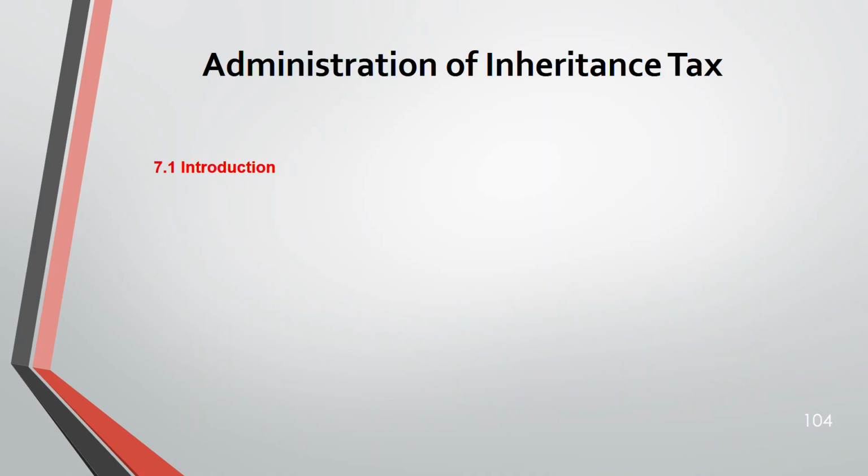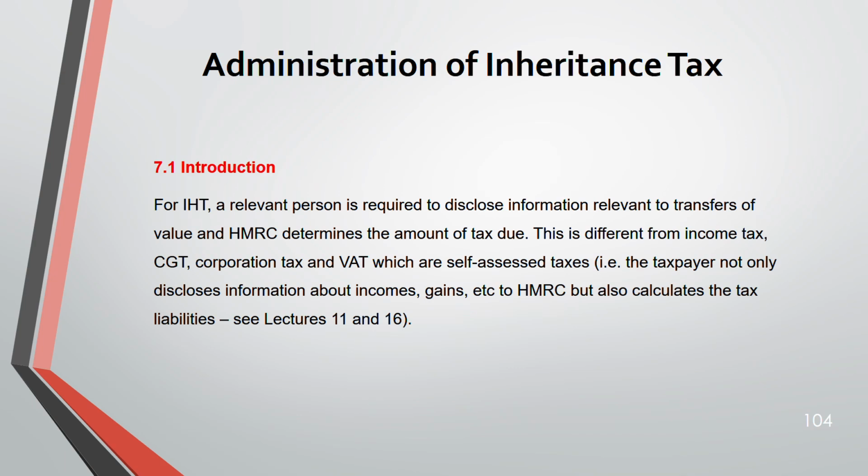Now the next part, which is the administration of inheritance tax. For IHT, a relevant person is required to disclose information relevant to transfers of value, and HMRC determines the amount of tax that is due. Now you see, this is different from your income tax, CGT, corporation tax, and VAT. Why? All the other taxes are self-assessed taxes except inheritance tax.